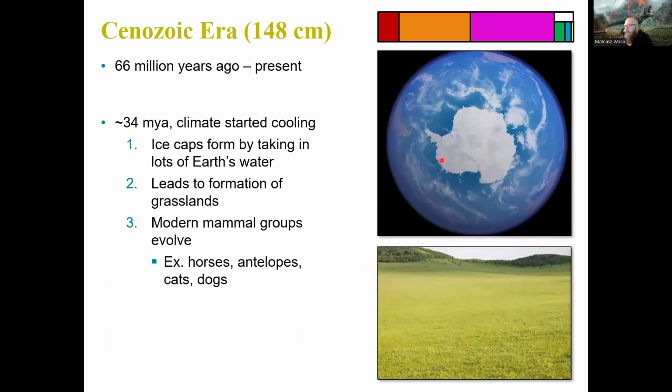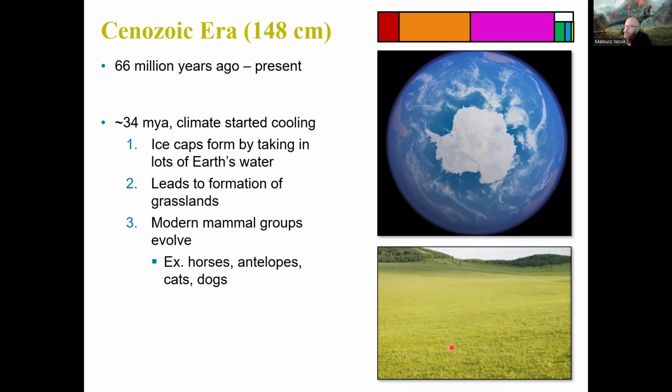So around 34 million years ago, the climate, again, starts to change quite a bit. The ice caps start to take in a little more of the Earth's water because the planet starts to cool down a bit. But by sucking up more of that water from the lowland areas of the continents, that allows for the formation of grasslands. These widespread, vast open areas of land.